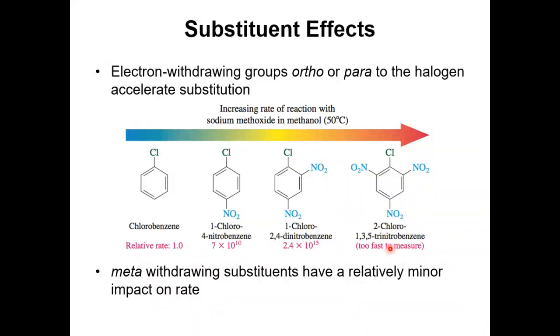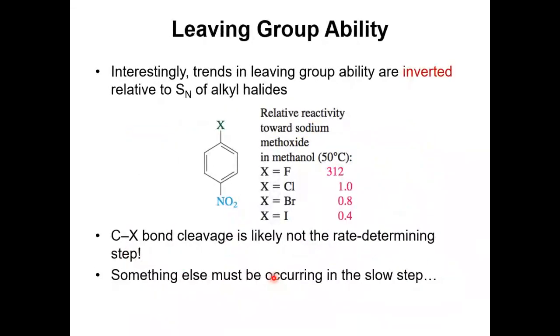So what you see is, if you have an electron withdrawing group ortho or para to the halogen, the more you have, the faster the substitution reaction is going to be. The meta electron withdrawing group doesn't have much impact on the rate. I'm not saying zero, but it only has a minor impact on the rate. That basically tells you that an electron withdrawing group helps stabilize the nucleophilic aromatic substitution, especially if you put it on the position ortho or para to the halogen leaving group. This is an observation. Later we can explain why that's the case.